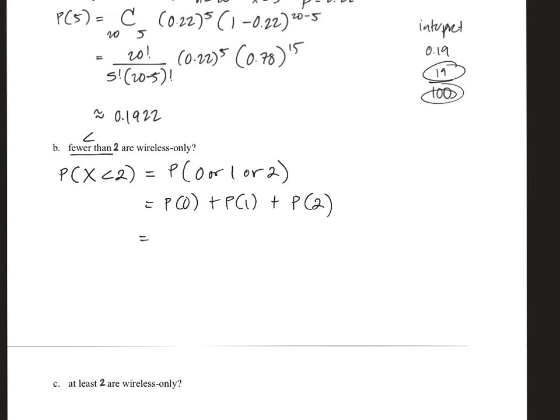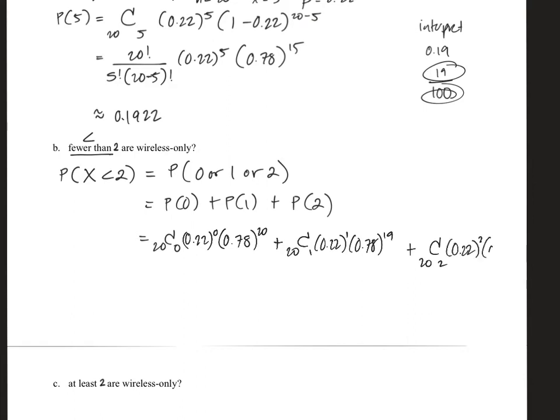So P of 0 is going to be 20 choose 0, times 0.22 to the 0 power, times 0.78 to the 20 minus 0, which is 20 power. So that was P of 0. Then we're going to do P of 1. That'll be 20 choose 1, times 0.22 to the 1 power, 0.78 to 20 minus 1, which is 19. And lastly, we'll add in 20 choose 2, because we're using 2 for x, and then 0.22 to the 2nd power, and lastly 0.78 to the 20 minus 2, which is 18.